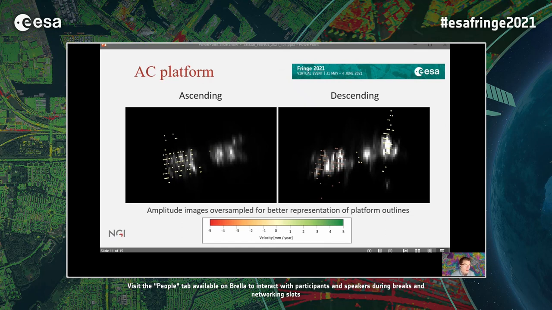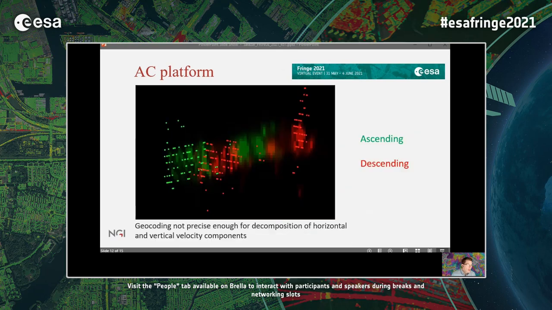We should mention also that the Caspian Sea platforms are significantly smaller than the Adriatic LNG terminal, so the mean power image was oversampled here for better delineation of the platforms. Again, we observed a poor match in the geocoding results of the descending and the ascending orbit data sets.